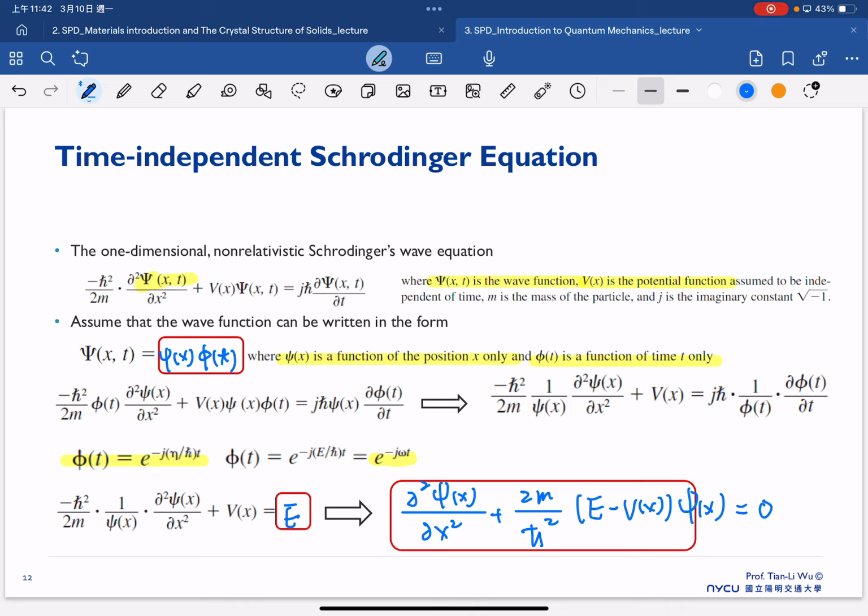So with several techniques, we try to derive from the original equation to here. But now, what will be the most important implication from the top equation to the bottom one? The top one is the equation where you have the location and time dependency. But now, from this one, we only have the location dependency. So that means this is a time independent equation.